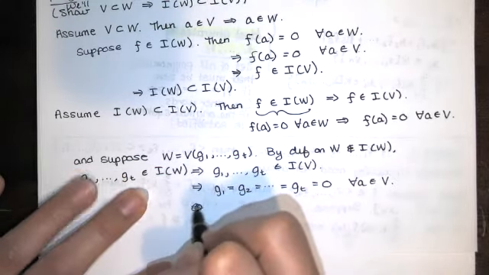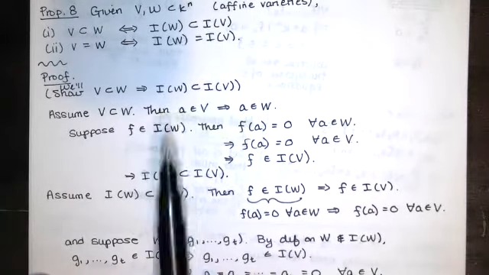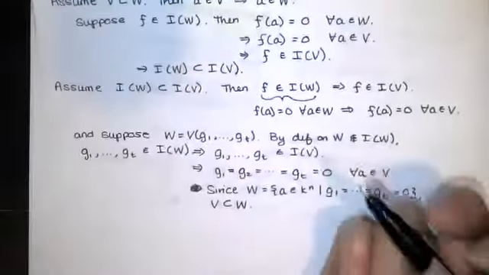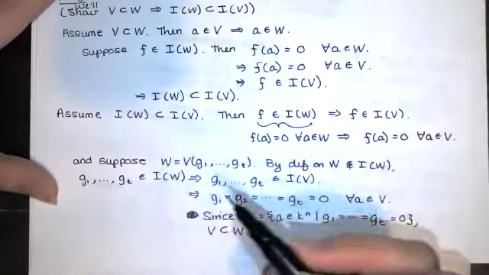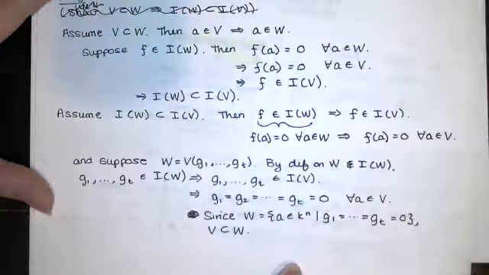Okay, so we showed that if V is a subset of W, the ideal of W is a subset of the ideal of V, and vice versa. And that's the second part here. And that's it. Now I think it's obvious.